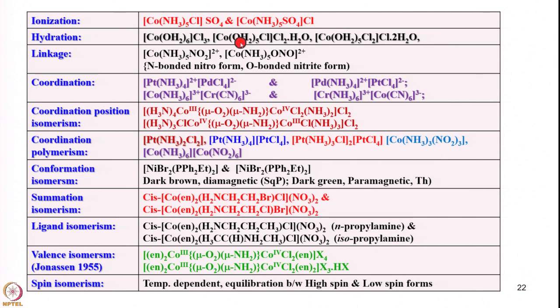In this one 5 water molecules are inside the secondary valency and 1 chloride is there, whereas here we have 2 chlorides outside and water of hydration is there. And in this case we have 4 water molecules inside and 2 chlorides, 1 chloride is primary valency and 2 water molecules are hydrated. So that means here it should be 4, read it as 4.